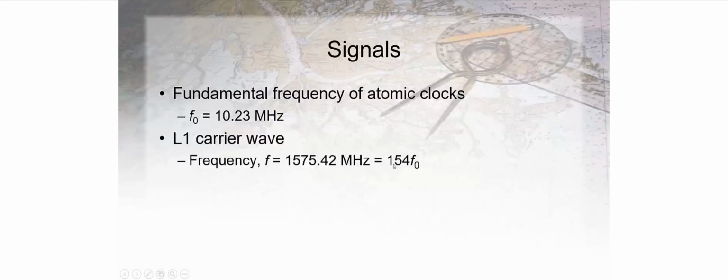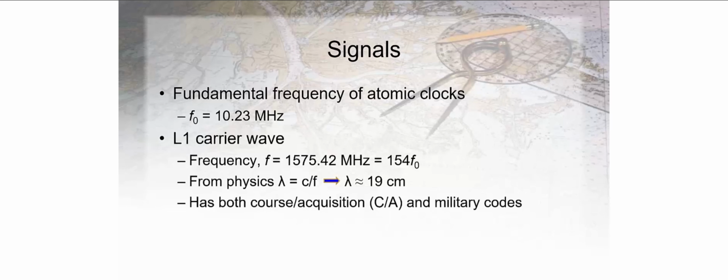Now, the signals themselves, what's important here is they're all based on the frequency of the atomic clocks. The atomic clock has a frequency of this. The L1 carrier wave, therefore, is 154 times that. So that's where that frequency for the L1 comes from. From physics, therefore, that means that the wavelength is about 19 centimeters. Not exactly, but close to 19 centimeters. So if you think about it, 19 centimeters, or just about 2 decimeters, is the length of the wavelength. And that's what we use for our measuring devices, that length of that wavelength.